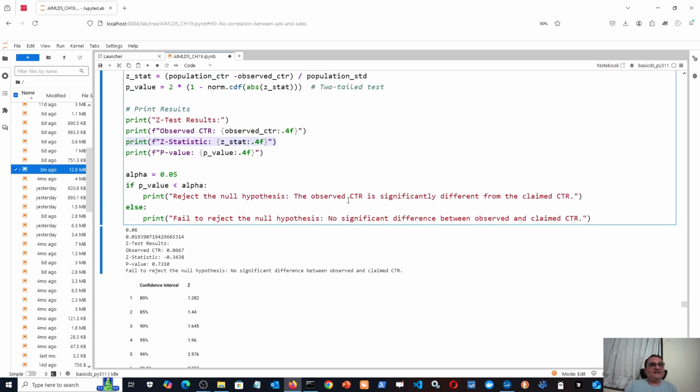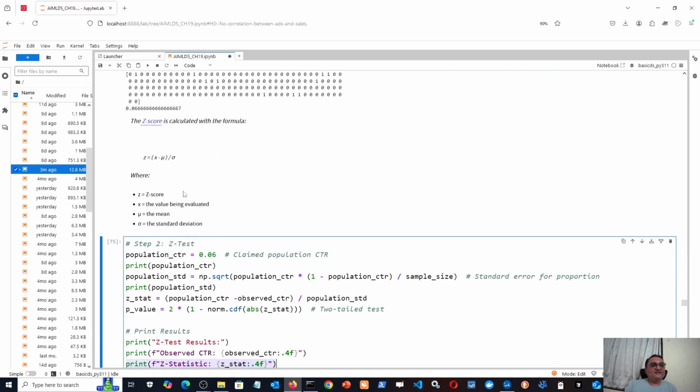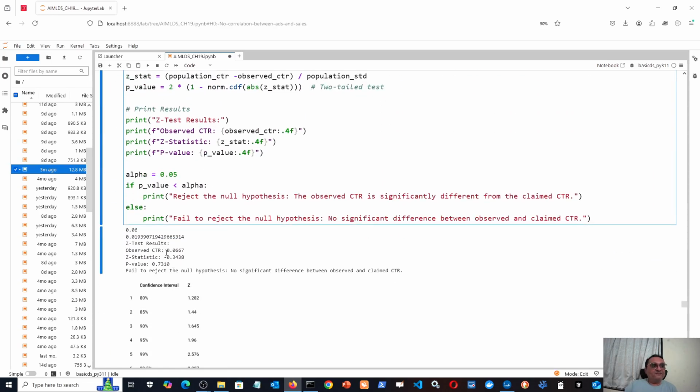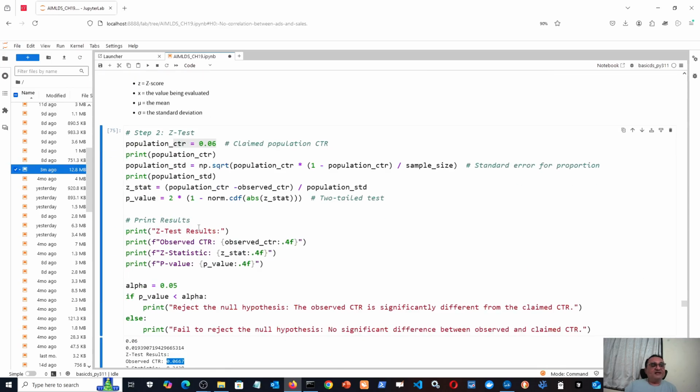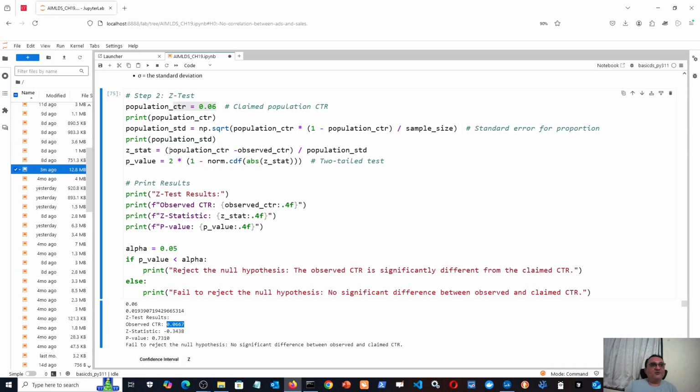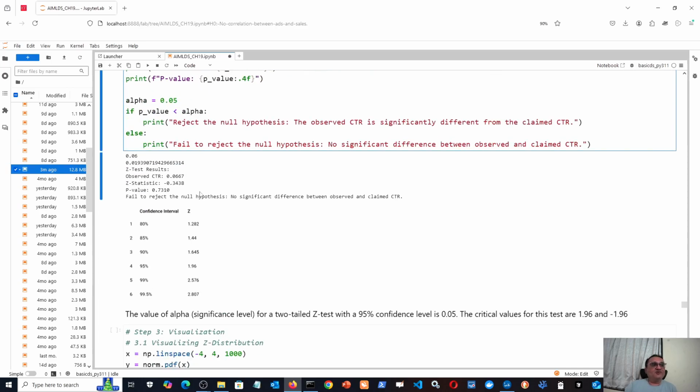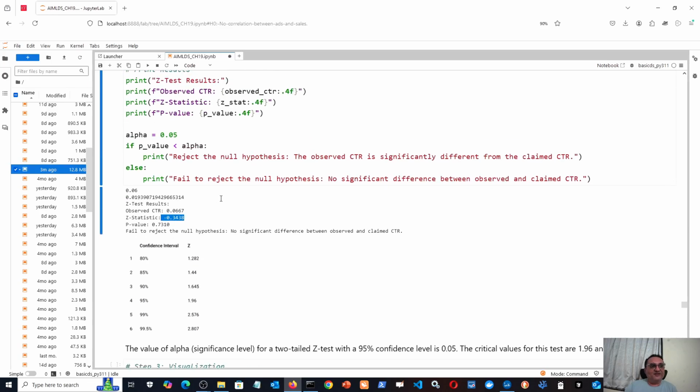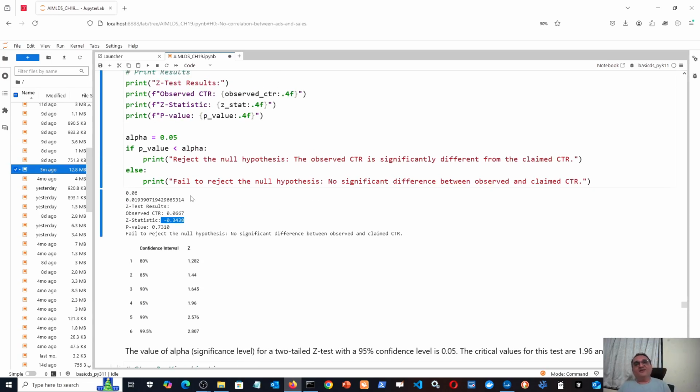And now print the Z statistic. How is the Z statistic calculated? That is actually the population click-through rate minus the observed click-through rate, that is this, divided by the standard deviation. Okay, and of course while finding the p value, you can take the absolute value of the Z statistic. So if you find the Z statistic, it is coming out to be minus 0.3438. As such, in Z statistic, if it is two-tailed, then plus or minus does not matter. So you can say that its value is 0.3438. Okay, that is the value of the Z statistic.